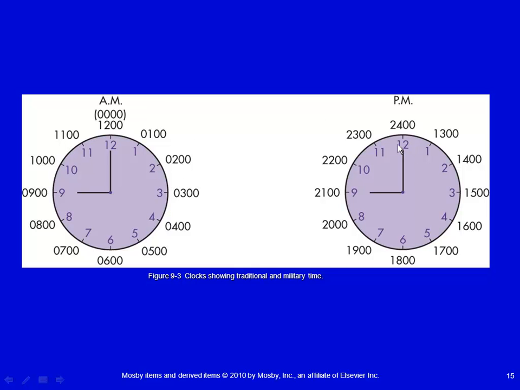So let's go back. At 1 a.m. it is 0100. When we get here, we've gotten up to 1200. So when you come to this side and it's in the evening, we add the 100 here to the 1200 here and we get 1300. So 6 p.m. we would be adding the 0600 to the 1200 and we would have 1800. 9 p.m. we would be adding the 0900 to the 1200 and we get 2100.